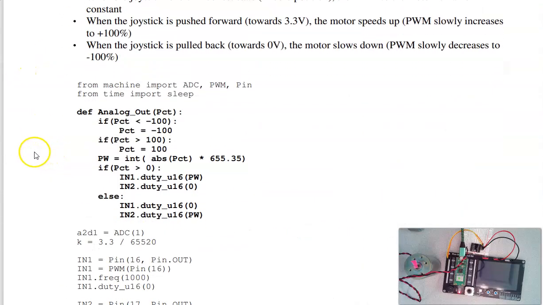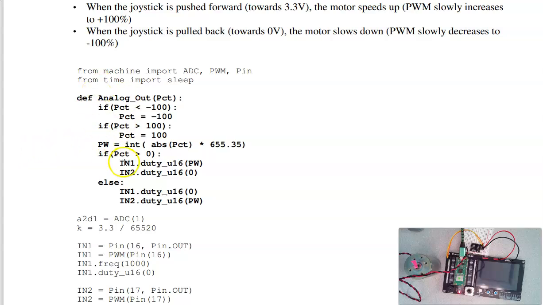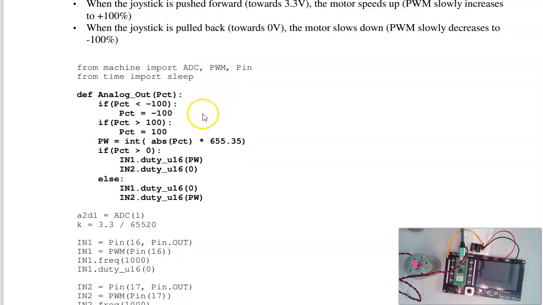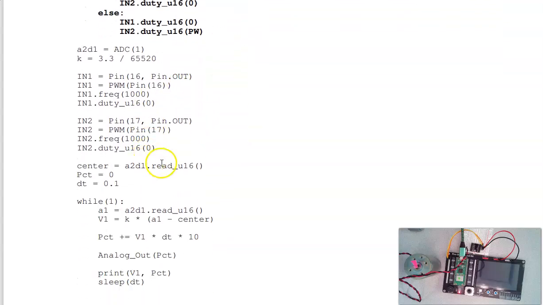Once that works, let's read the analog input. This is the A to D converter on the Pico. I'll import ADC to read it. I'll make that an analog input and read it. That gives you a number between 0 and 65,000. This converts it to voltage.